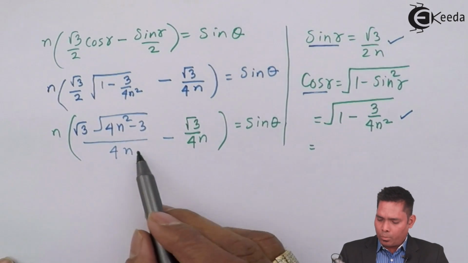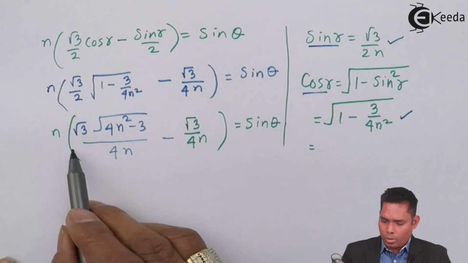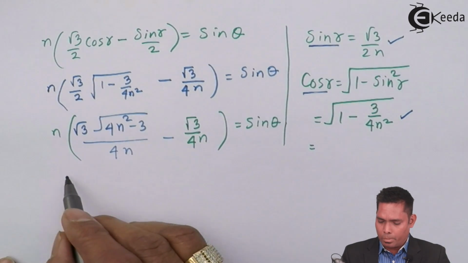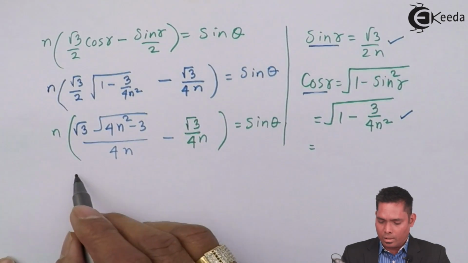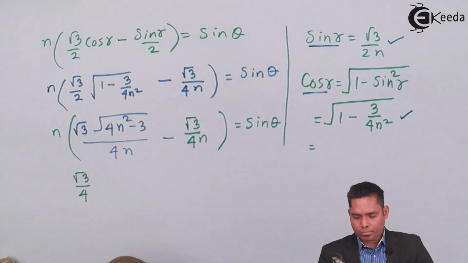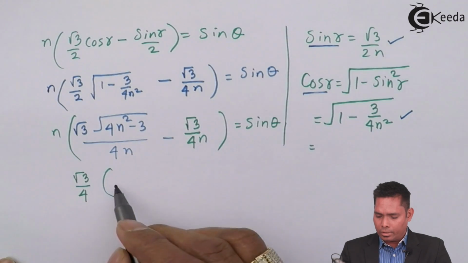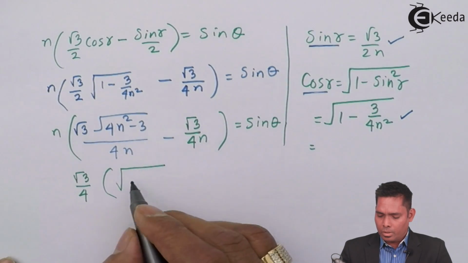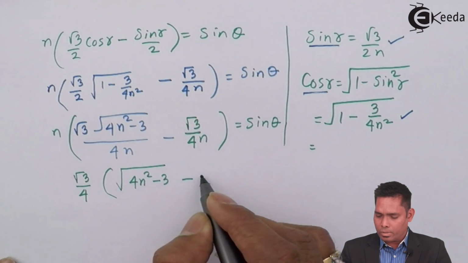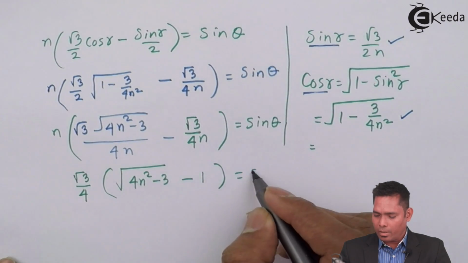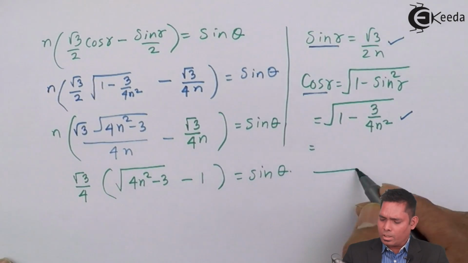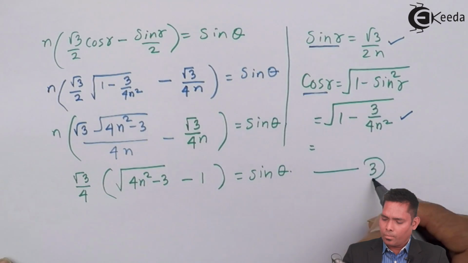Now this 4n will come out, root 3 upon 4n basically will come out, and this n and n will cancel, so root 3 upon 4 will be left behind, and this expression will become root of 4n square minus 3, minus 1. This is sine of theta. Now suppose this is equation number 3.